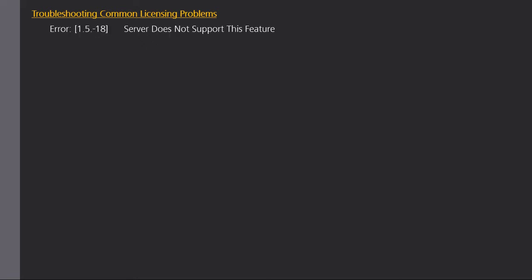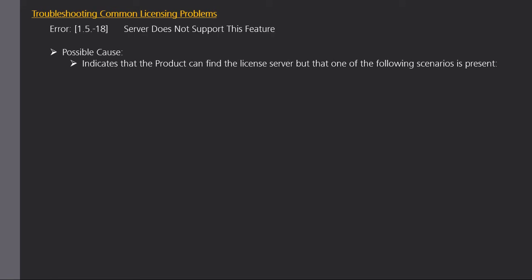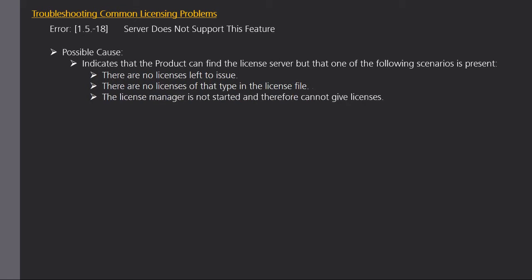Now let's take a look at some errors. Error 1.5.18. Server does not support this feature. Possible cause. It indicates that the product can find the licensed server, but that one of the following scenarios is present. There are no licenses left to issue. There are no licenses of that type in the license file. The license manager is not started and therefore cannot give licenses.